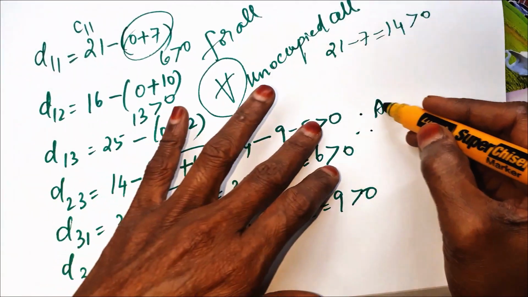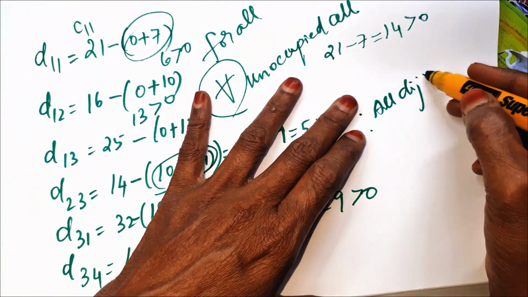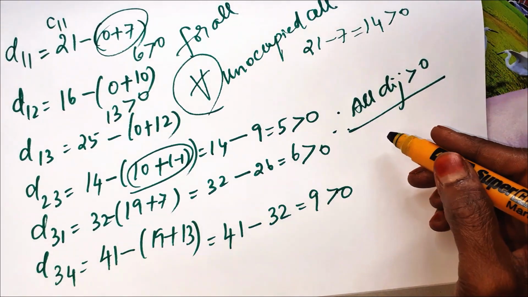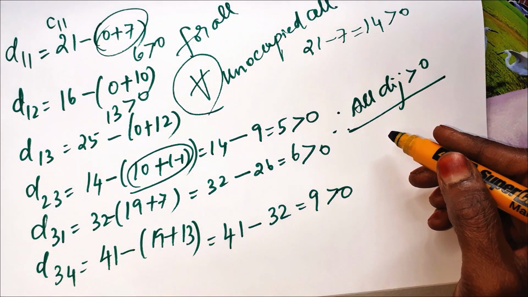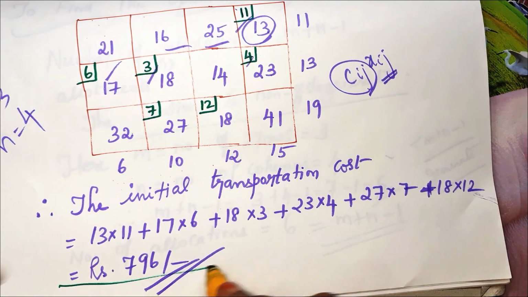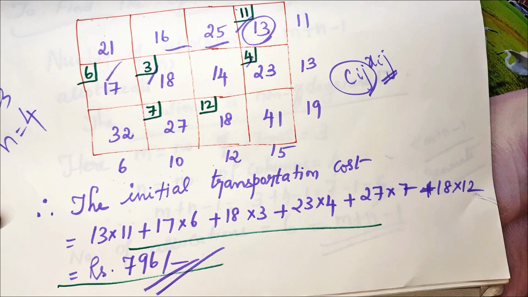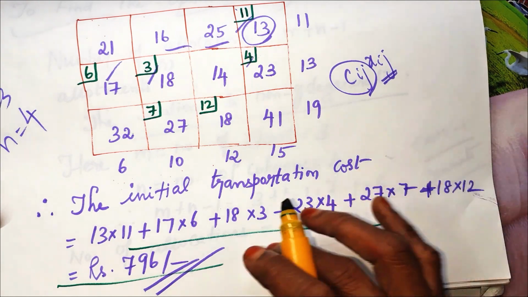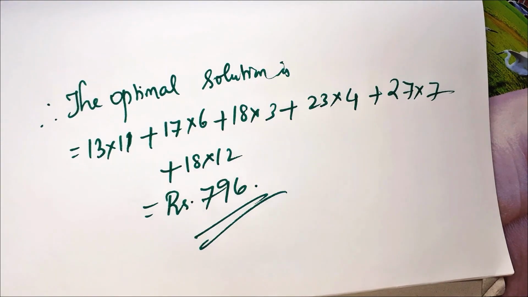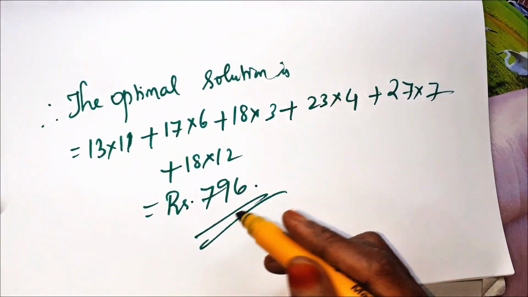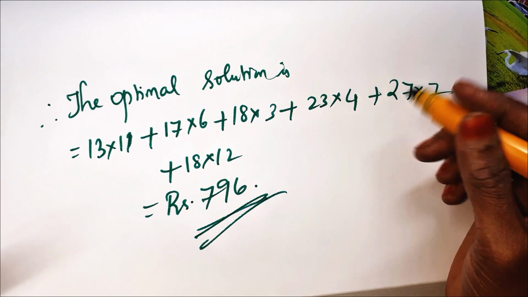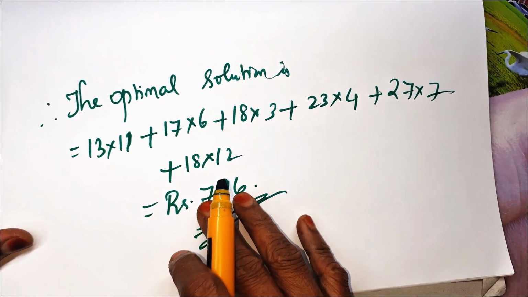Therefore, all dij values are greater than 0. Therefore, the initial basic feasible solution we got using VAM is the final optimum solution. We are not able to find a better solution than this. So we have to write this as the optimal solution. This is our final optimal solution, whatever we got in the initial basic feasible solution using VAM. We have to write it in this way.